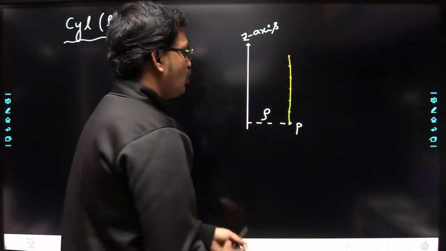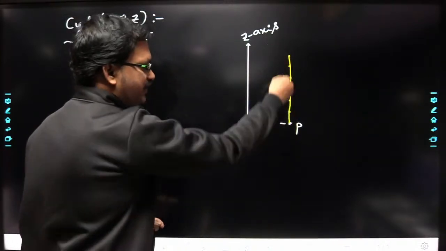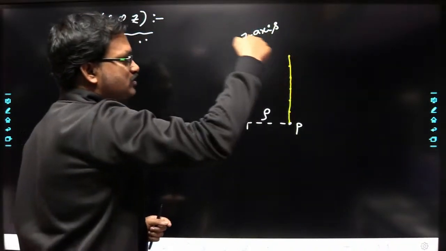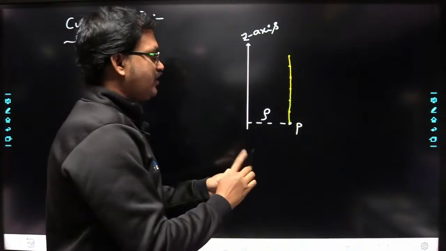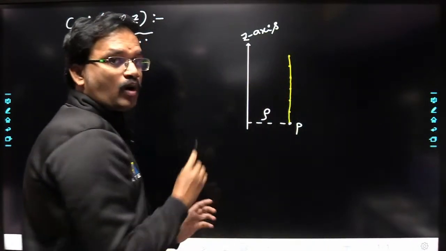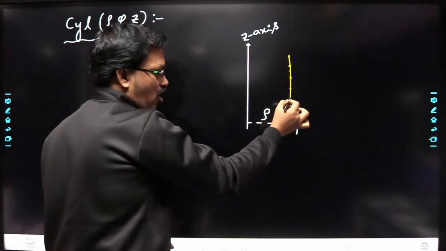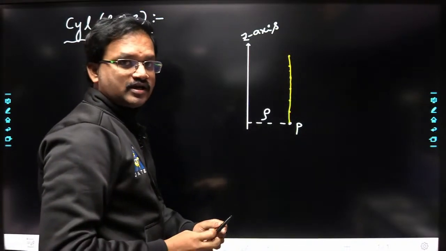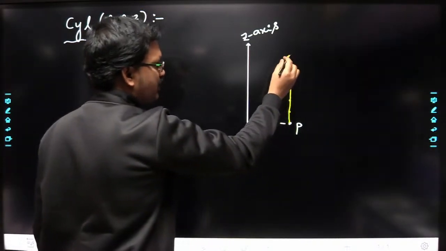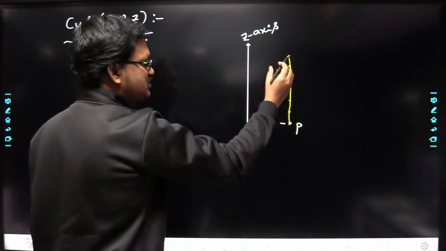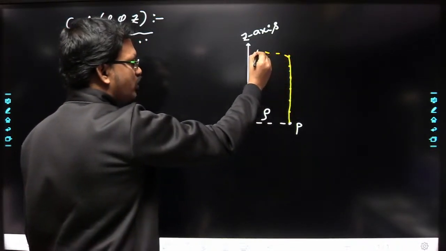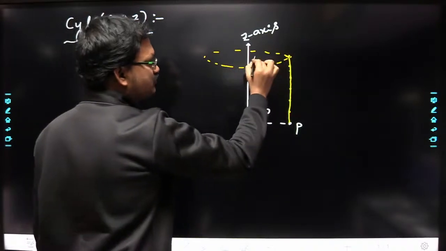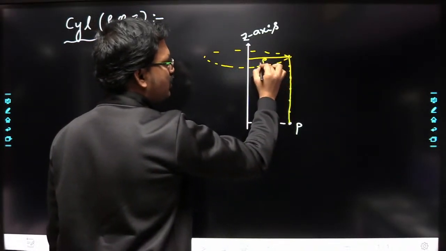Understood? Okay. Now what I am going to do here is rotate this line about this z axis. If I rotate this line about the z axis, what am I going to get? Whenever you are rotating this line about the z axis, all the points on this line are going to trace circular paths, or not? Yes or no? If you consider this point, whenever you rotate the line about the z axis, this point is going to trace this circular path. What is the radius of this circular path here? The radius of this circular path will be rho.